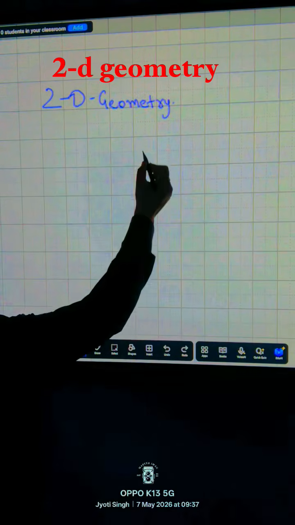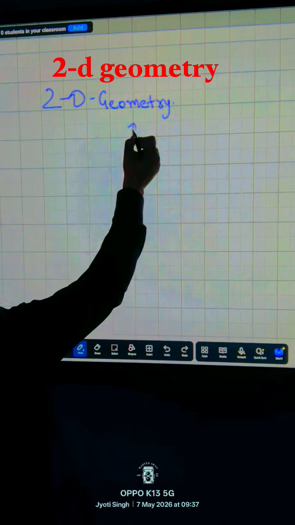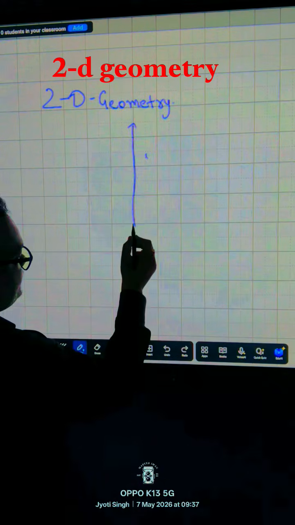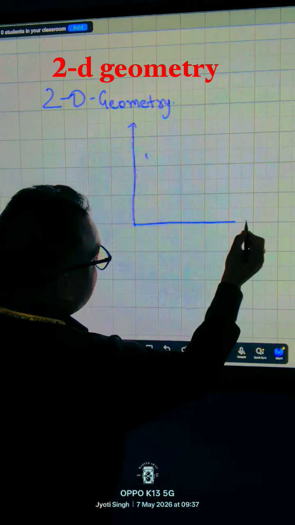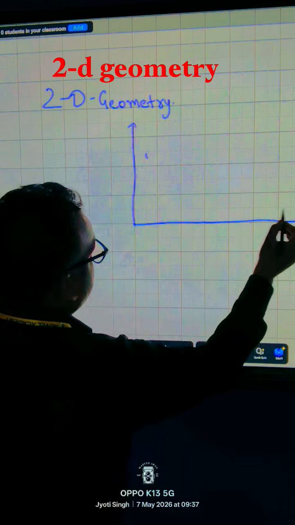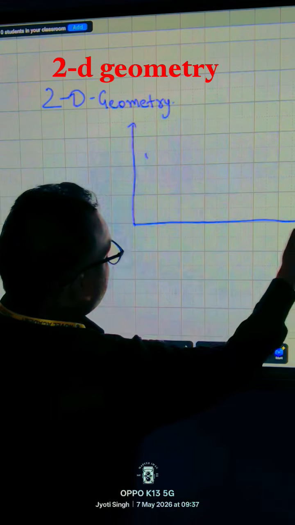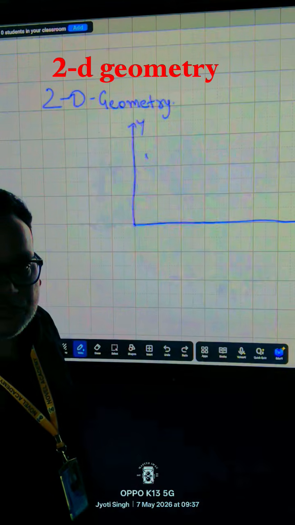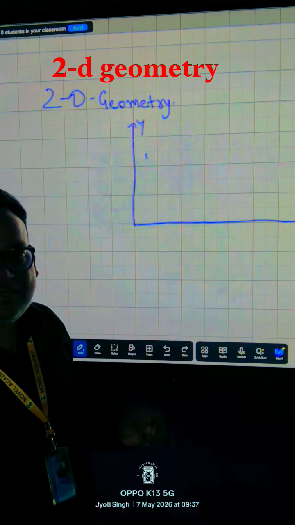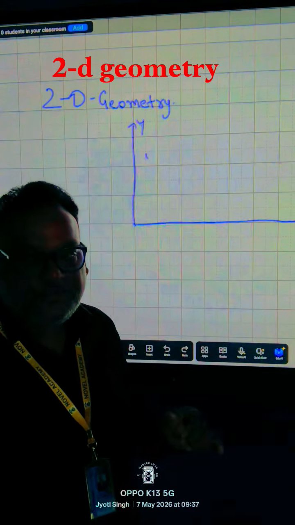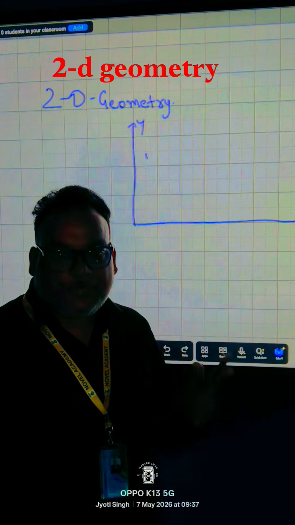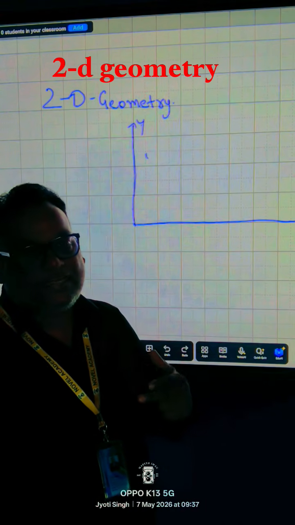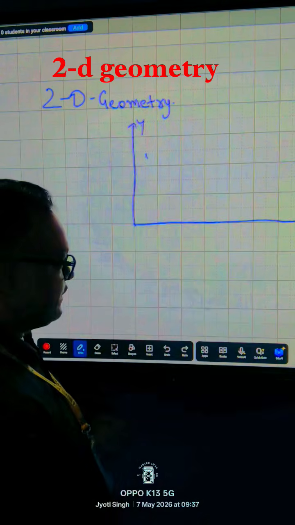That is, first one is x-axis and second one is y-axis. This is x-axis and this is y-axis. So, two-dimensional geometry explains about the 2D figure which consists of two dimensions. First one is denoted as x-axis and second one is denoted as y-axis.